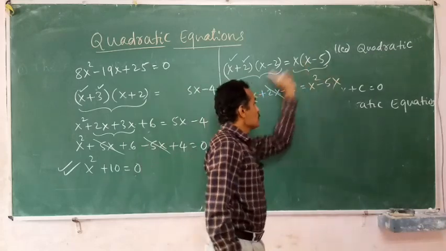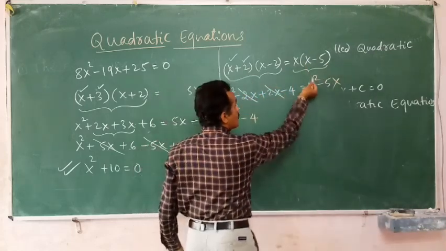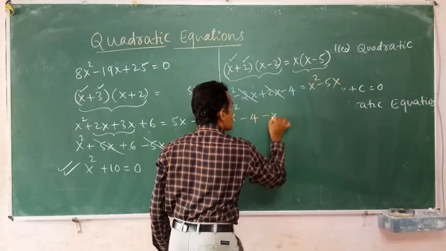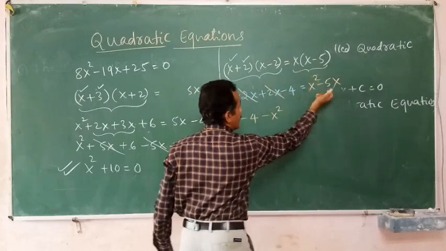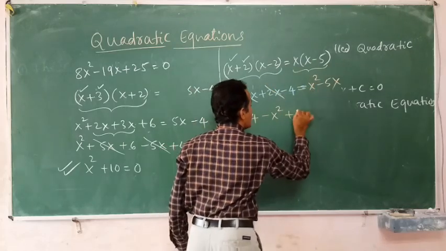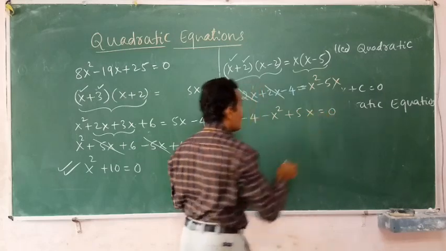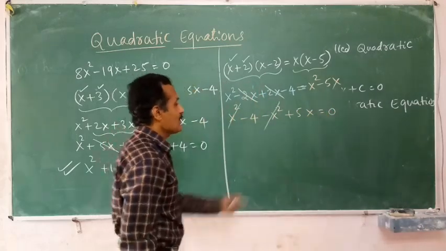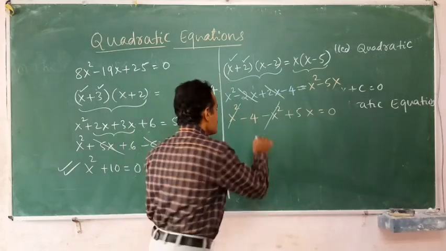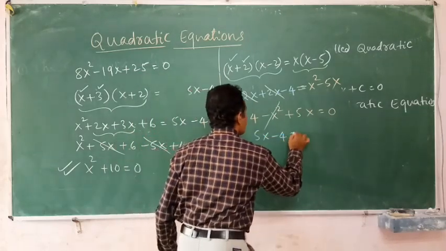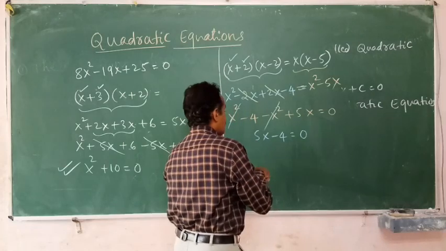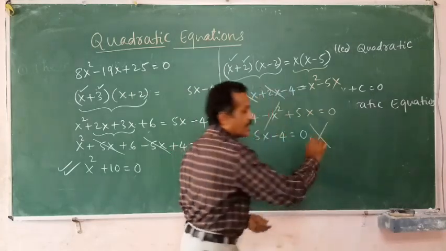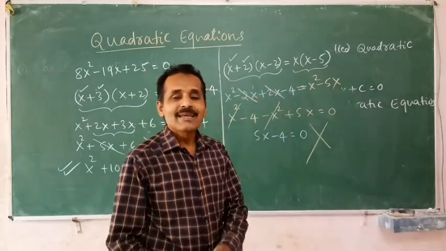Let me shift it to the LHS. X square minus x square minus 5x to the LHS plus 5x is equal to 0. Plus x square minus x square gets cancelled. What is left out? 5x minus 4. 5x minus 4 is equal to 0. Definitely this is not a quadratic equation.